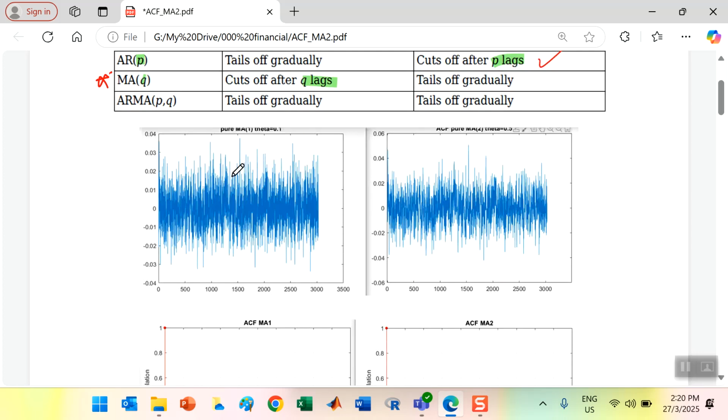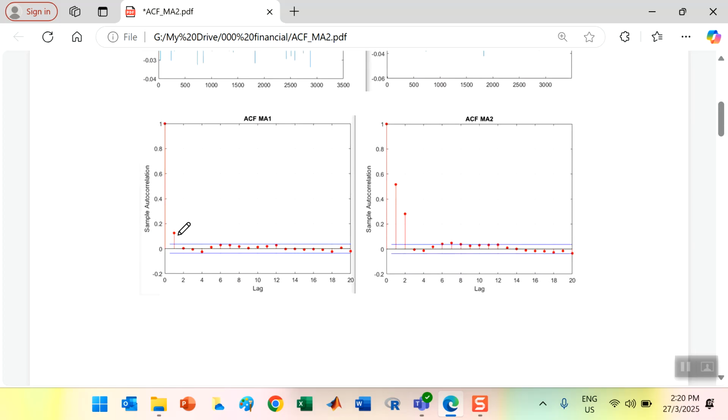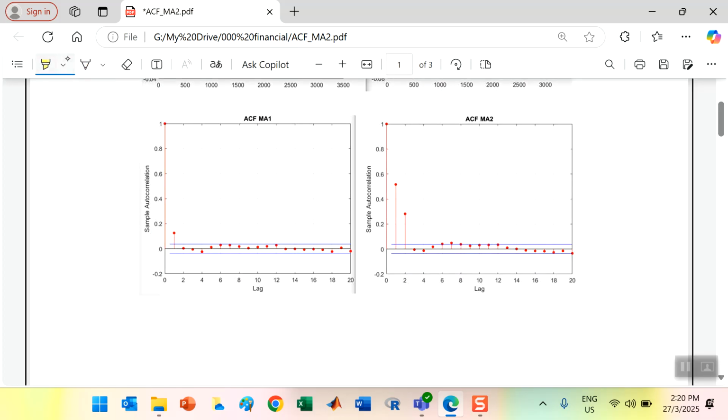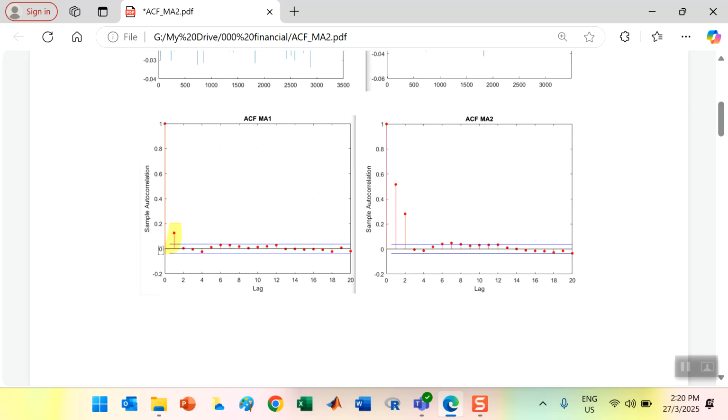So we have discussed the MA1. This is the MA1 simulated model, and we found that there's only one significant spike in the ACF plot. Of course, this is the variance. And this is the lag 1 autocorrelation function.